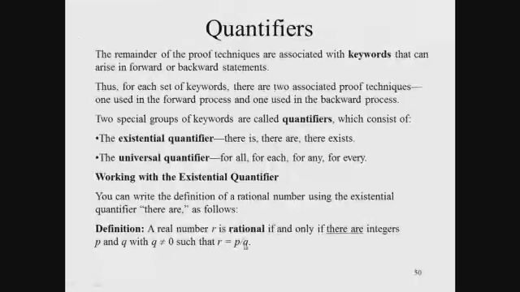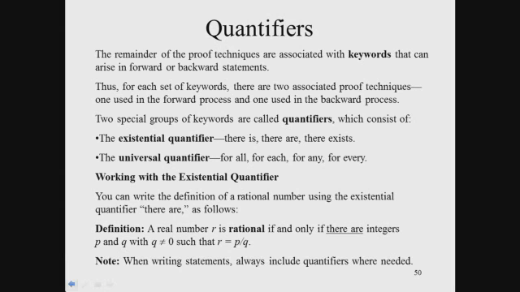Let me illustrate the use of the existential quantifier with the definition of a rational number. A rational number is essentially a fraction, and to write that formally, here is a definition. A real number r is rational if and only if there are integers p and q with q not equal to 0, such that r can be written as the fraction p divided by q. That's a rational number. It's a fraction, p over q. And if you look at this definition, right here you will see the keywords there are.